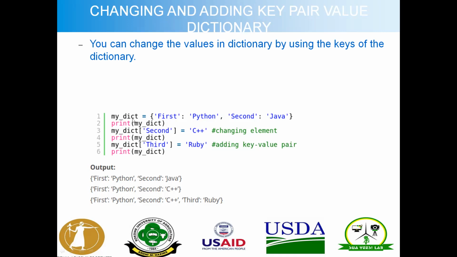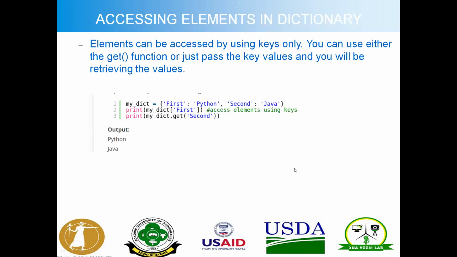As you can see, if you print the first one, it will print first with Python, second with Java. After executing the second one, it will replace the Java with the C++. So the dictionary will have first with the value Python and second with the value C++. And the third one will have first Python, second C++, and third Ruby.